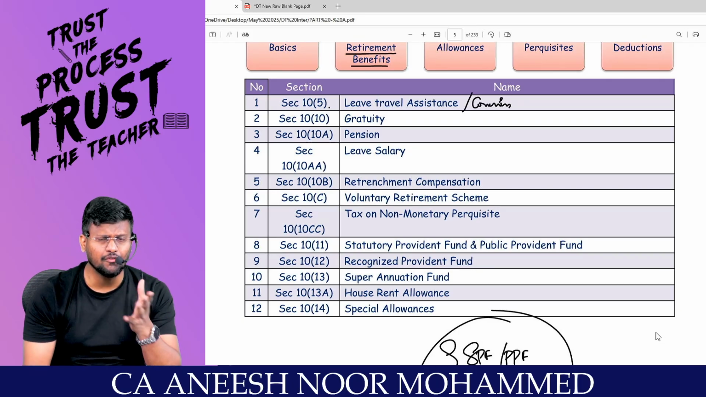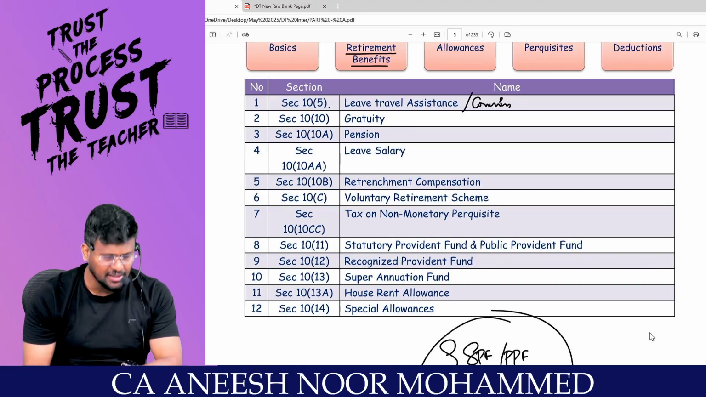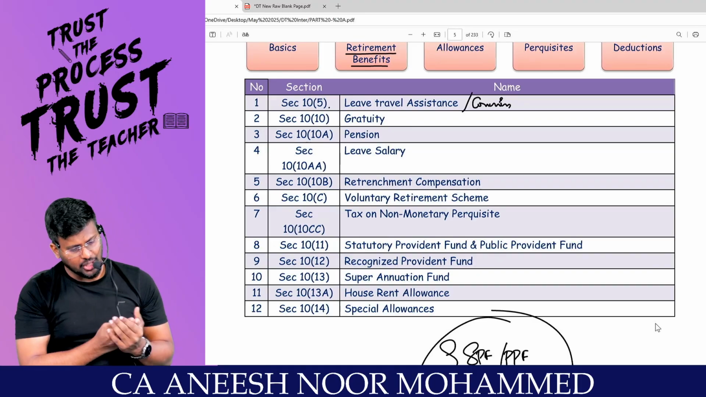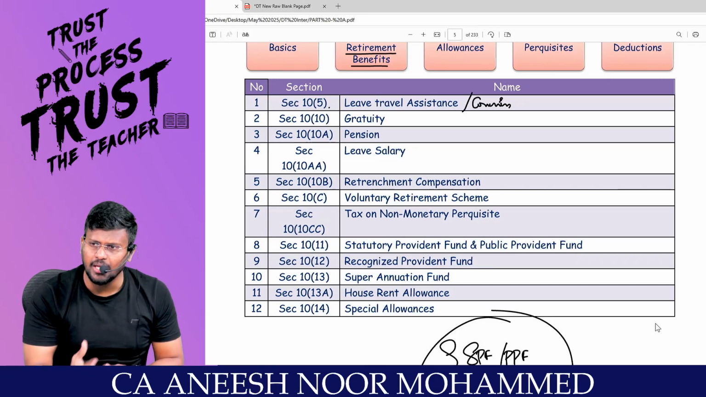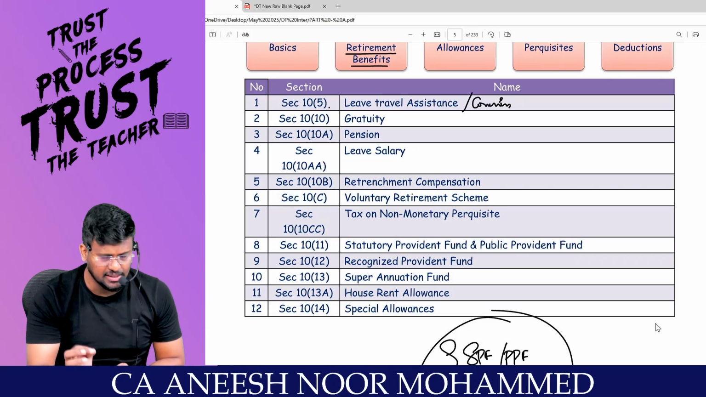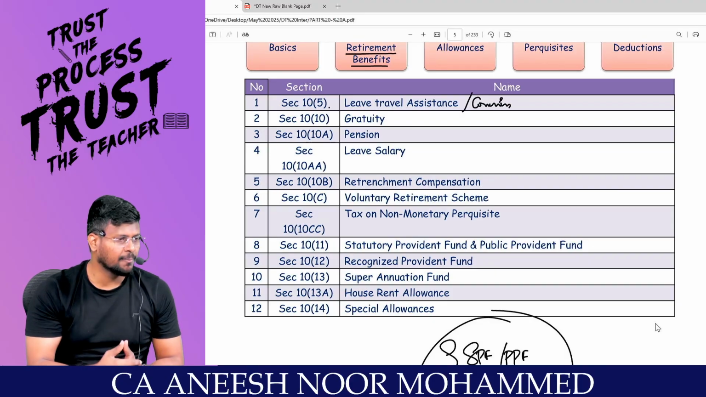What is section 10.5? Leave travel concession or leave travel assistance. What is section 10.10? Gratuity. What is section 10.10A? Pension. 10.10AA. Leave salary. What is section 10.10B? Retrenchment compensation. What is section 10.10C? VRS.